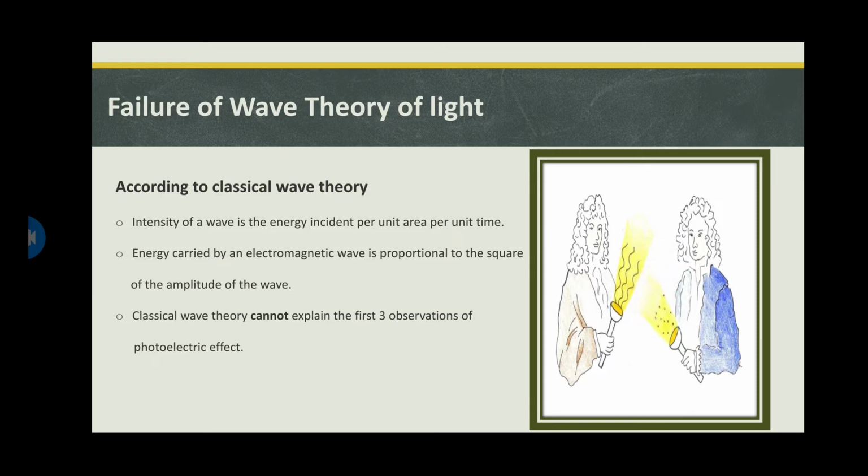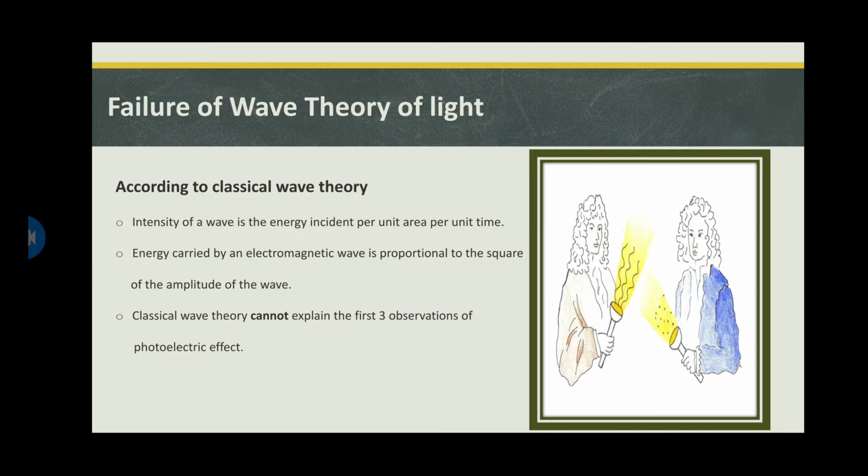Now let us consider the failures of the wave theory of light. According to the classical wave theory, intensity of a wave is the energy incident per unit area per unit time. Energy carried by an electromagnetic wave is proportional to the square of the amplitude of the wave. Classical wave theory can't explain the first three observations of the photoelectric effect.